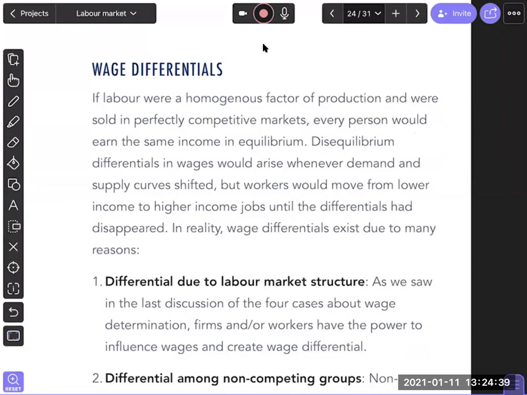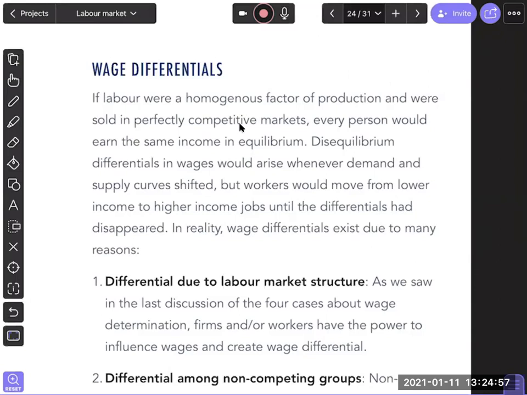So let's move on to talk about now. What if labor was, there's still people coming, guys, so just a minute. Let me just make everyone enter first and then we can start.